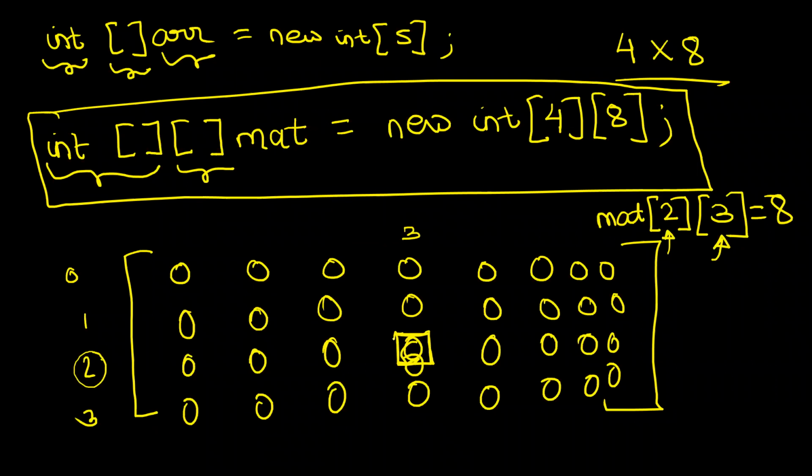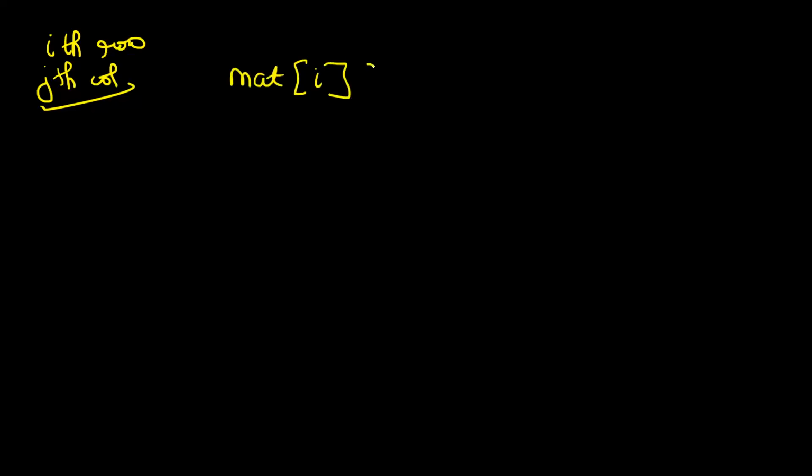So if I want to access the element at the ith row and jth column, I want to access the element in the row with index i and column with index j, what will I do? Mat of i, j. Do you all understand this part? Mat of i, j will give you the contents of the row with index number i and the column with index number j. So you will print the element which is at index i, j.